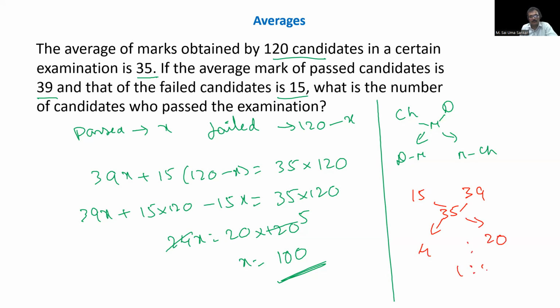What is the ratio? 1:5. So if 15 is the failed and 39 is the pass, what we require is the passed candidates. So that is equal to 120 × 5/6. So that is equal to 100, which is the required answer.